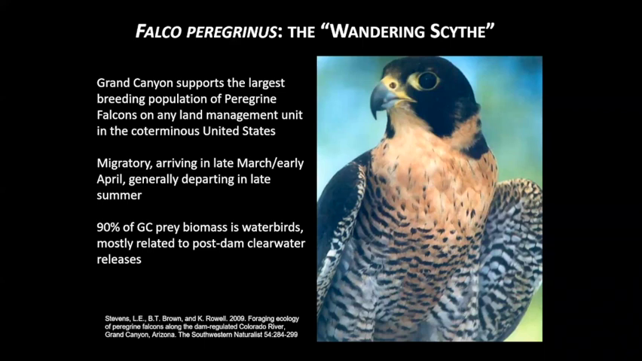Peregrines arrive in late March, early April, and depart in mid to late summer. Most of their prey are water birds that are attracted to the river in the post-dam clear water conditions there. So here's a top predator that has moved into the ecosystem, taking advantage of the novel conditions there.